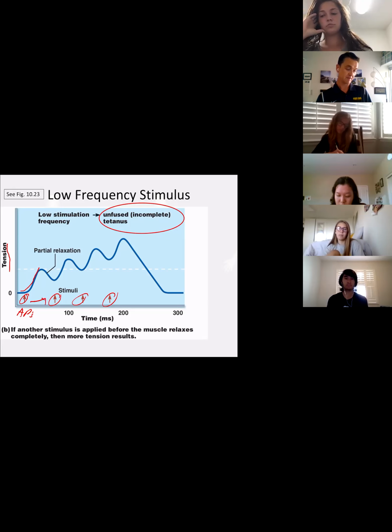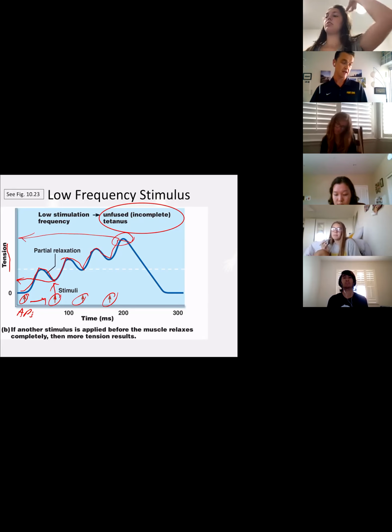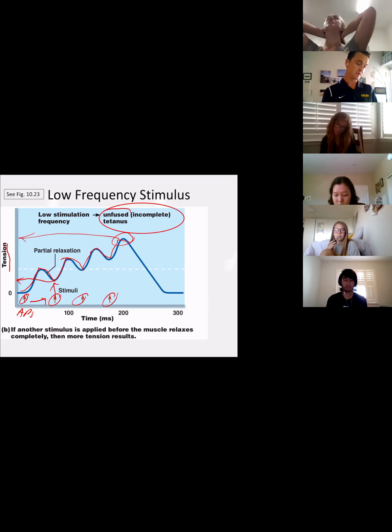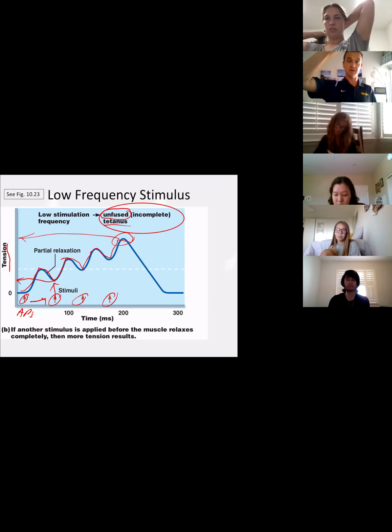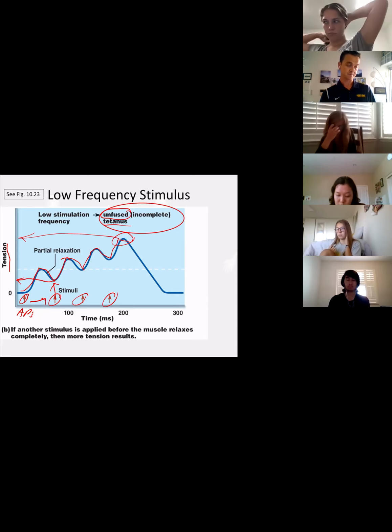But then we have a little bit of time till the next stimulus comes. So that tension is allowed to drop a little bit as the muscle relaxes. But before it totally relaxes, it doesn't get all the way down to zero tension, another stimulus hits. So then we can build on that previous amount of tension. Then this keeps happening a bunch of times, and you can see the overall tension we get builds, and we get much higher. This is known as unfused or incomplete tetanus. That tetanus term is an important term. So we get multiple stimuli, and the tension is building in the muscle, so those multiple stimuli can build on each other.